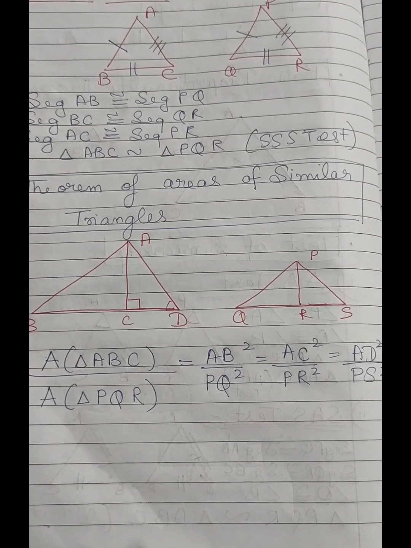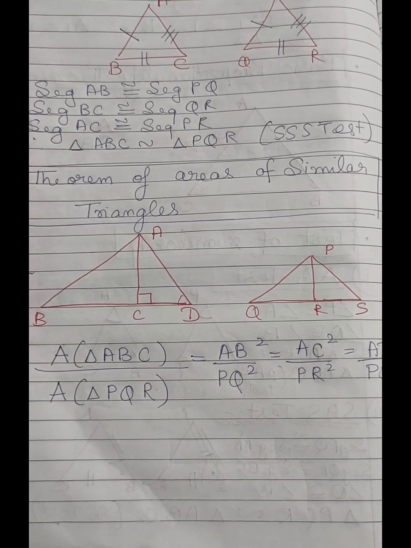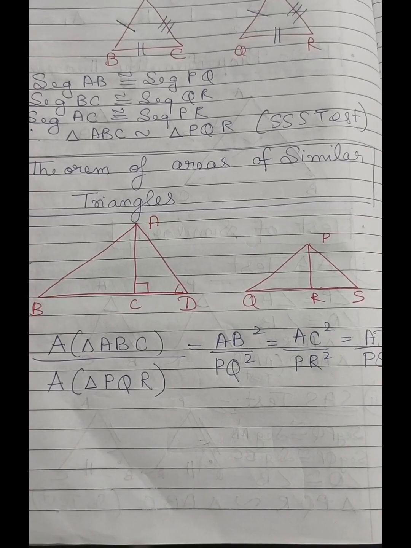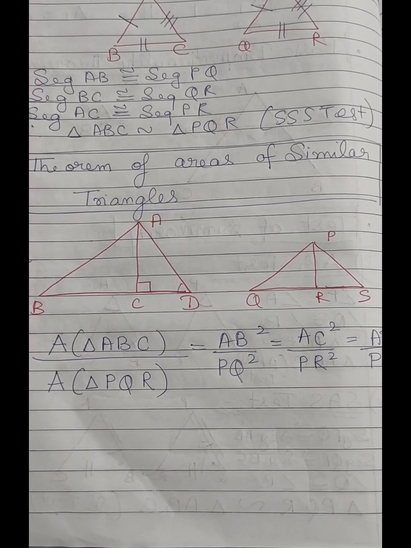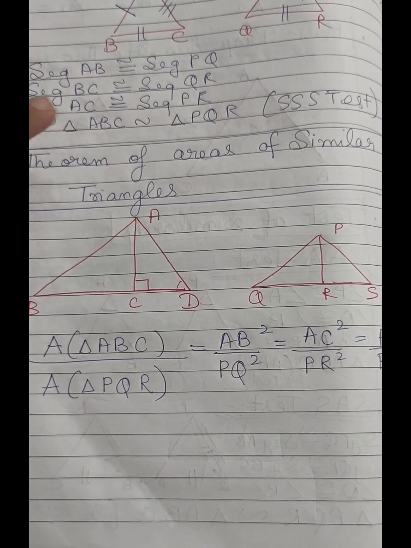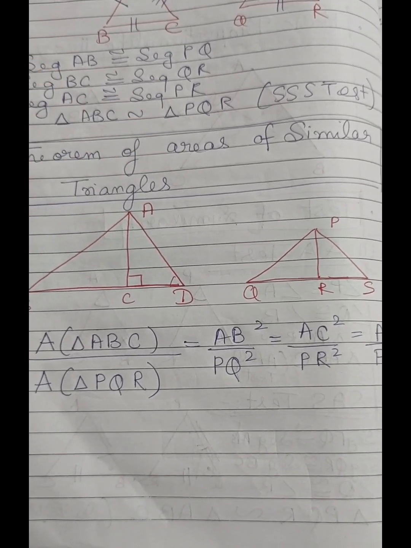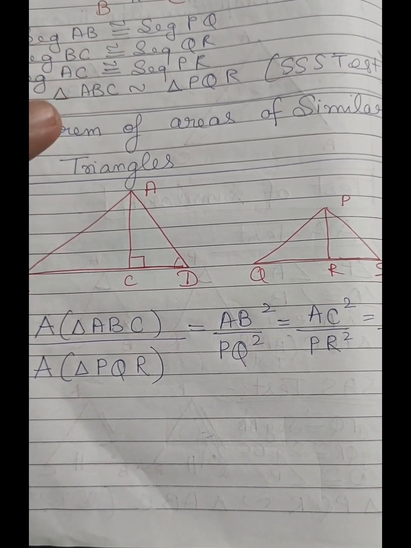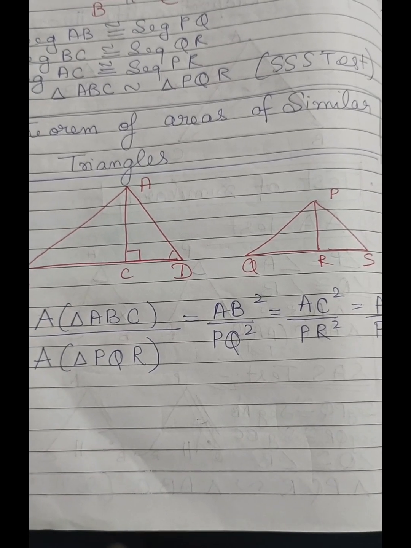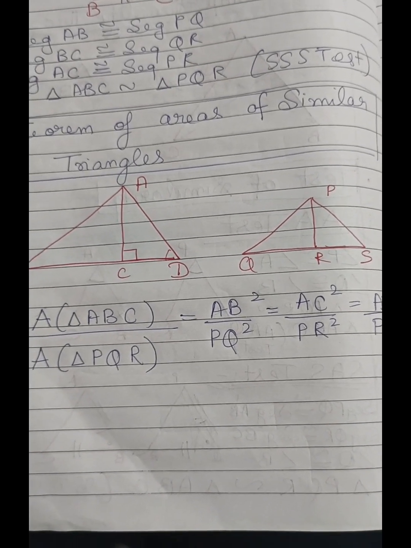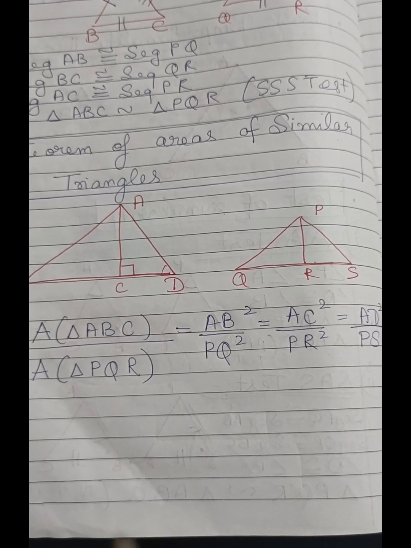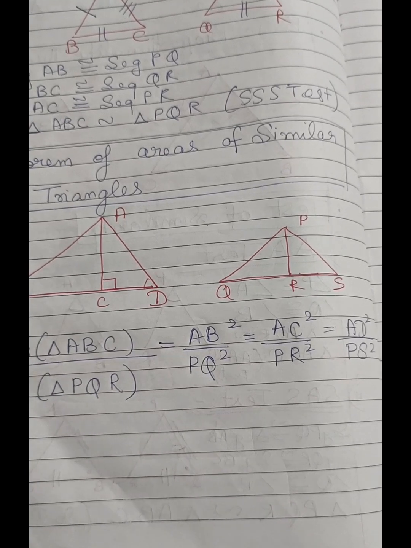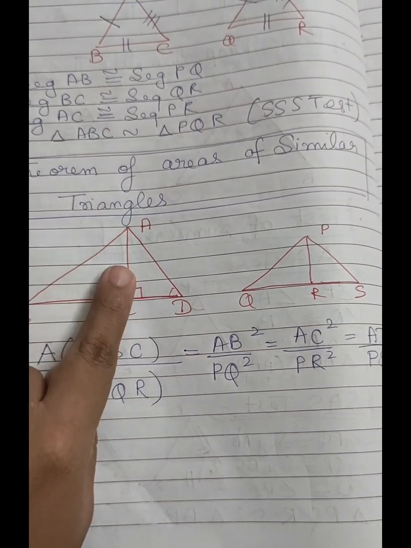When they have given you the question that the triangles are similar or the areas are similar, then what are you going to do? You are going to do area of ABC upon area of PQR would be AB, one side square upon the similar side square, is equal to AC square upon PR square, is equal to AD square upon PS square. Means you're going to take all the three sides.